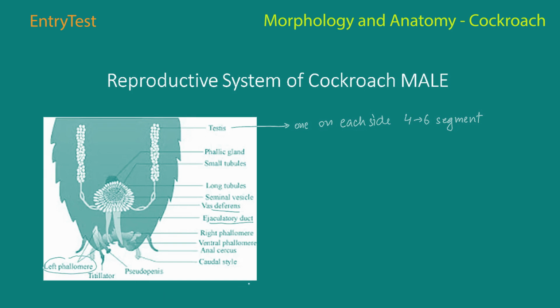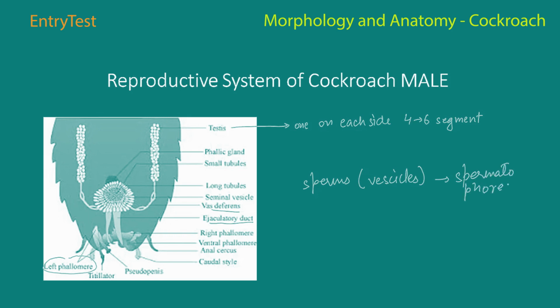So sperms are in bundles. They are stored in the vesicles in the form of bundles called spermatophores that are released during the mating process.